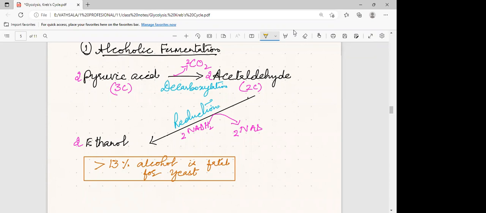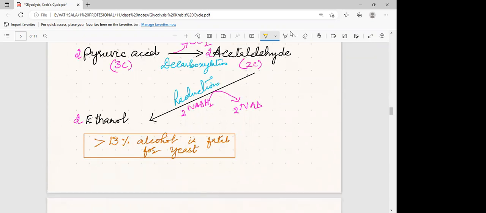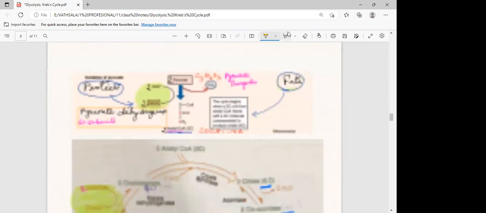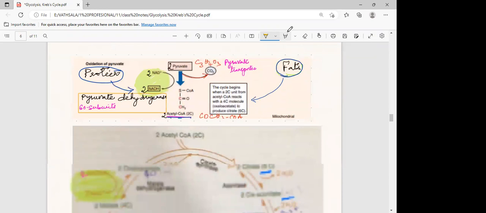Hopefully you know, whatever they use, sanitizer, Savlon, alcohol is there. In sanitizer it is 90% and above. That's why sanitizers are used. Cleaning of anything in hospitals happens through alcohol. Spirit is an alcohol. So 13% alcohol proves to be fatal for yeast. Remember this. That is alcoholic fermentation. Now oxidation of.